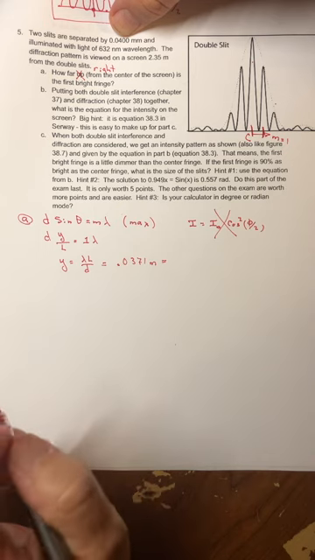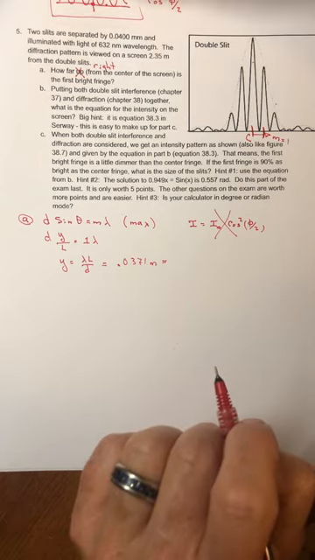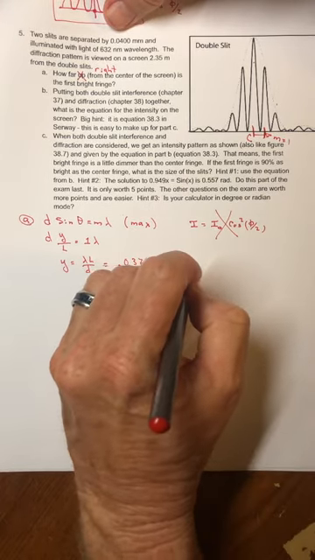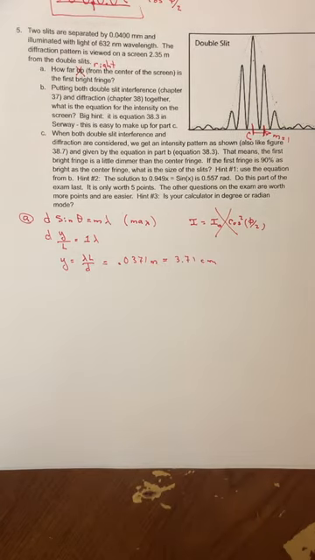Maybe switching it over to centimeters. I don't know how best to write it. Maybe I'll just write it as 3.71 centimeters. So that's what I'd get when I moved it to centimeters.